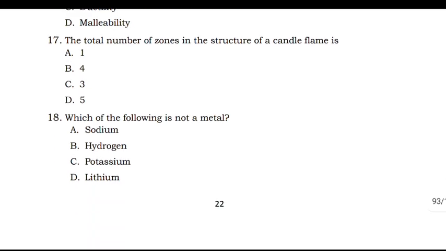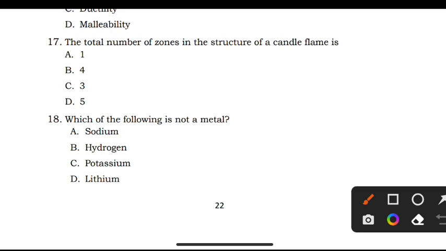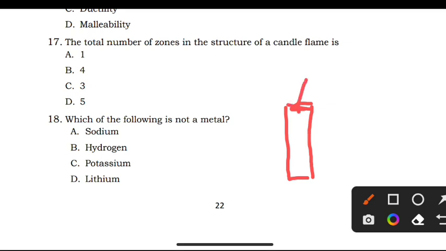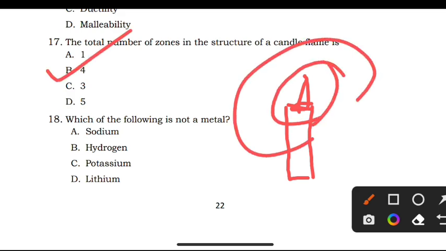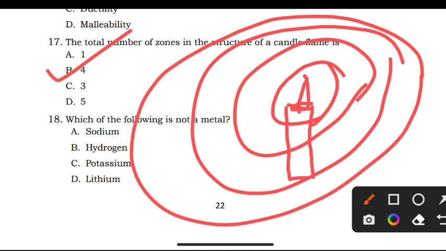Question number 17. The total number of zones in the structure of a candle flame. Let's suppose this is a candle, and this is Diwali time, and this is the flame. We are in question number 17. Here is the candle flame, and these four zones are formed. One zone, two zone, three zone, four zone. Four zones are formed on a candle flame.